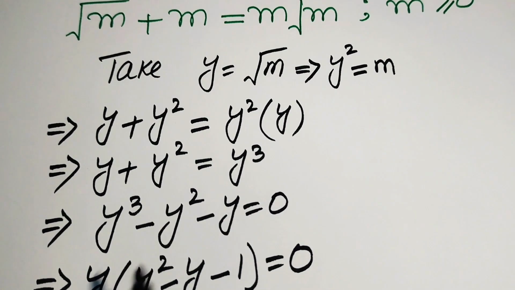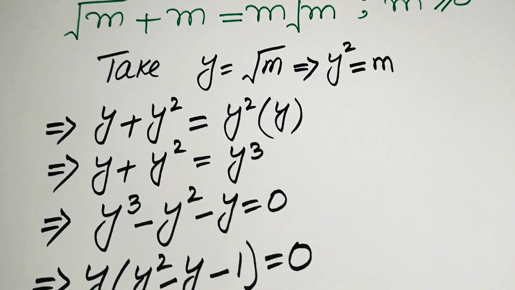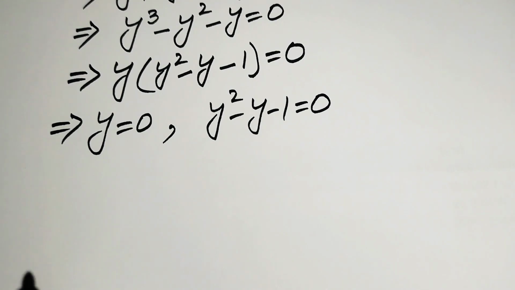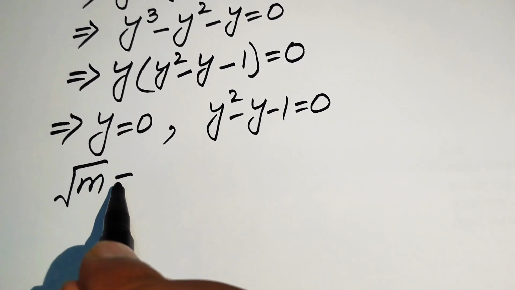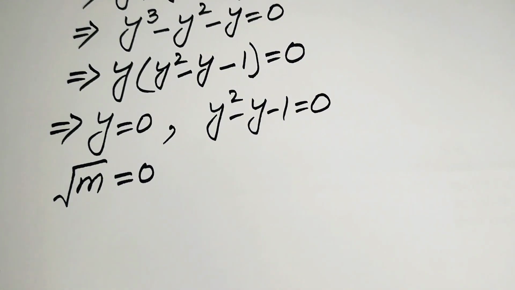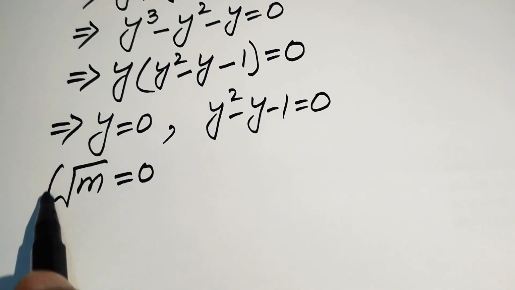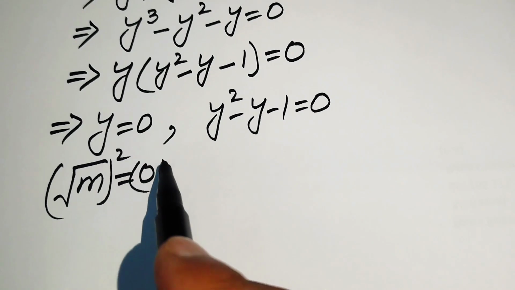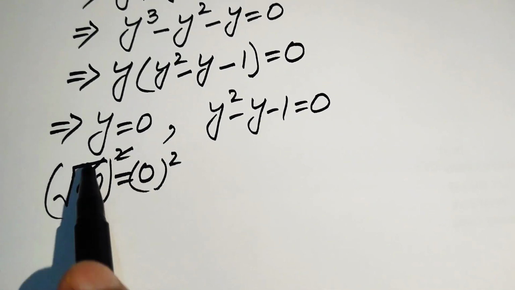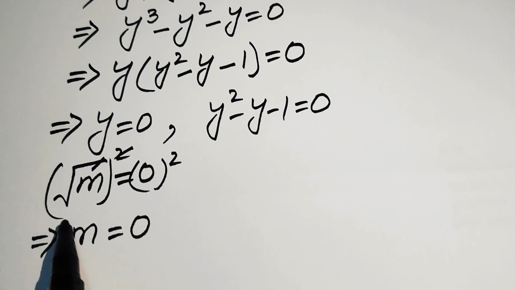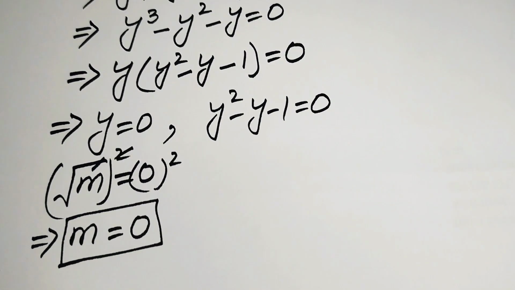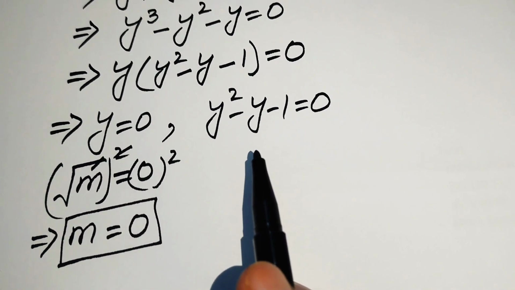So here you see that y is square root of m, and now we put the first value of y here: y equals square root of m equals 0. Because we need to find the value of m, we take the squares on both sides. So the square root and square are gone, and in this case we have m equals to 0. So this is our first root of this question, and now in order to find the other roots, we need to solve this quadratic equation.